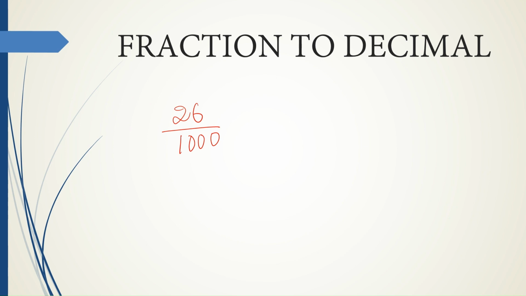Now we'll take another example, 26 upon 1000. The denominator should be one of 10, 100 or 1000. We already have 1000 here, so we can directly write it as a decimal number without multiplying anything. But how to write it? Here we have three zeros, but in the numerator we have only two digits. In that case, we can write one zero to the left of the number so that there won't be any change in the number. Now the denominator has three zeros and the numerator has three digits, so just keep a dot and after that write the numerator as it is. This gives the decimal part.